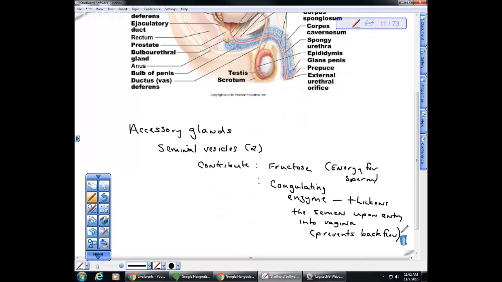And then another thing that's kind of interesting that's found is, I'll move over here because I'm running out of room, are what are called prostaglandins.